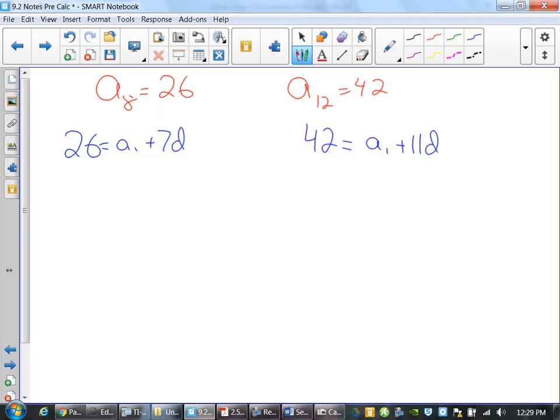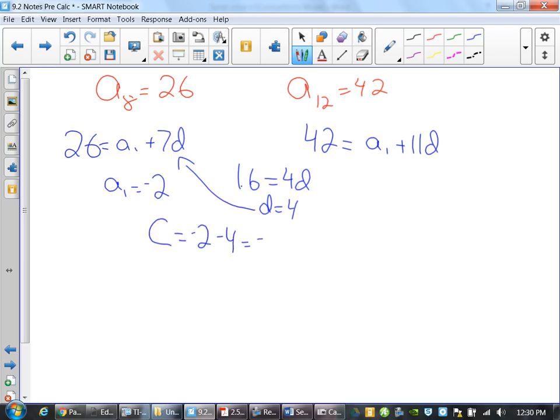After you substitute in, you should probably get those two. When you eliminate out, you're going to get 16 equals 4 times d, so d is 4. Substitute back in here. First term, you've got -2, which gives you a c value, -2 minus 4, -6. Nth term is 4n minus 6.